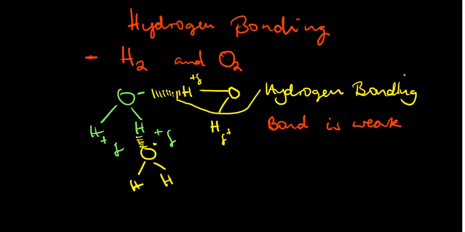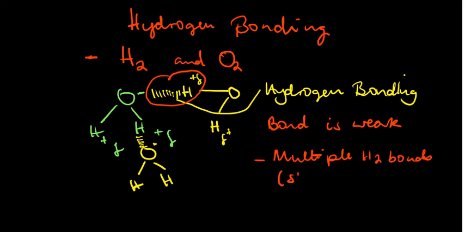Okay, so what you notice is that when it's just an individual bond, a single hydrogen bond, it's very weak. But when you find multiple hydrogen bonds, it's strong. So when we have multiple hydrogen bonds, they're going to be strong.